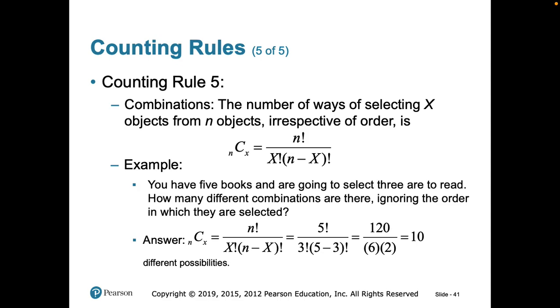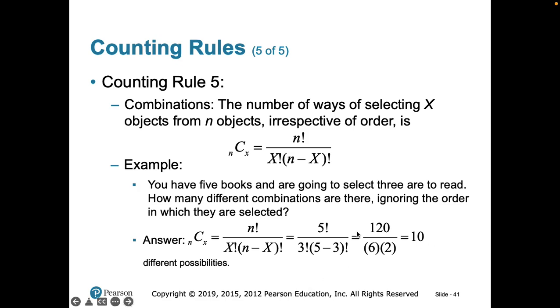Okay, and the final counting rule. Sometimes you might not be interested in the order of the events, but only in the number of ways that X items can be selected. Each possible selection is called a combination. So a combination is the number of ways of selecting X objects from n objects, irrespective of which order it is. There is a formula there. Let's say you have those 5 books that we've been talking about, and you're only going to select 3 to read. How many different combinations are there, ignoring the order in which they are selected? It doesn't matter which book you want to read first. How many different options do you have?